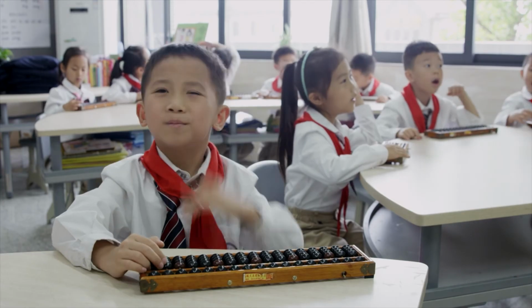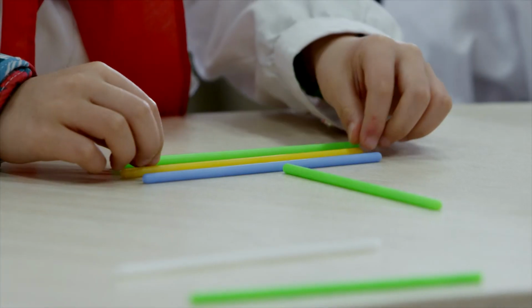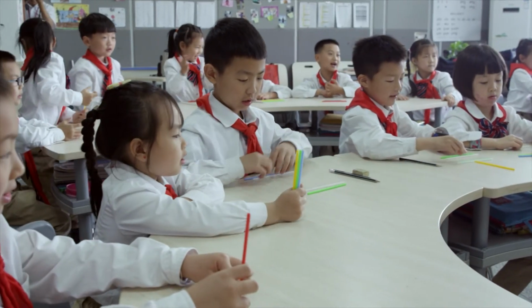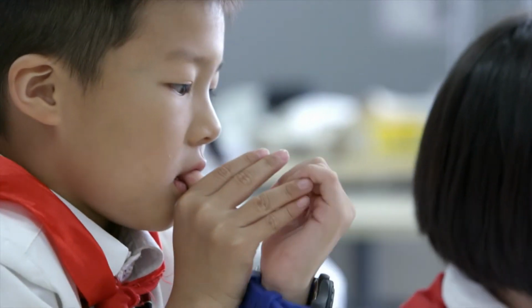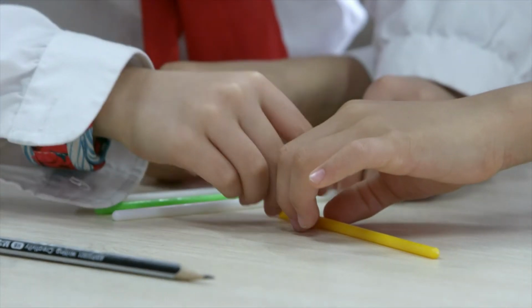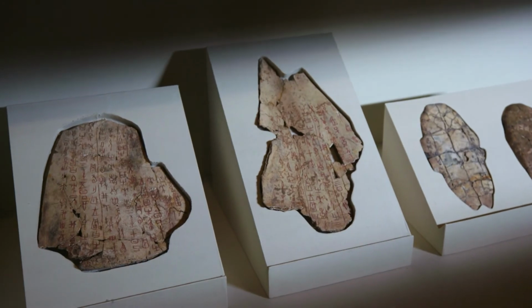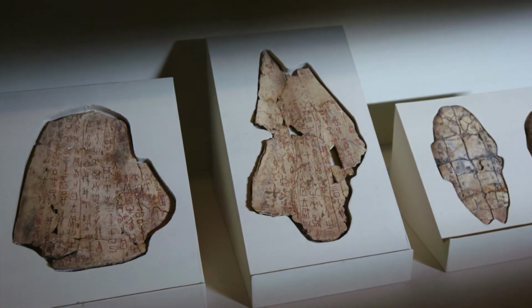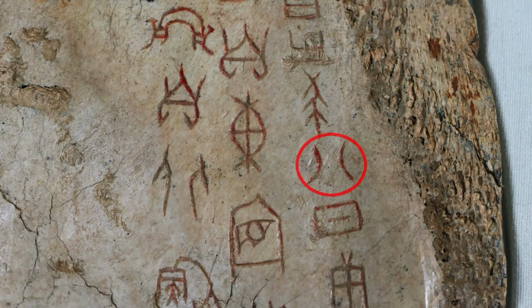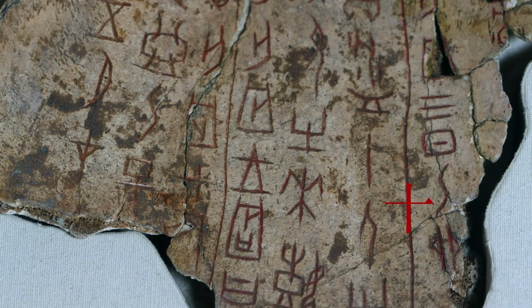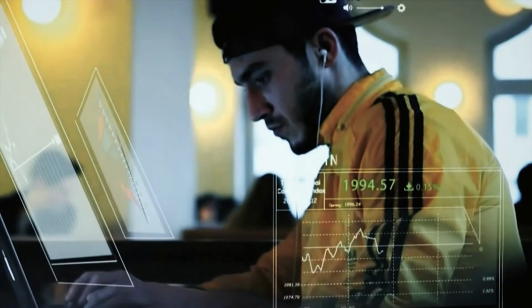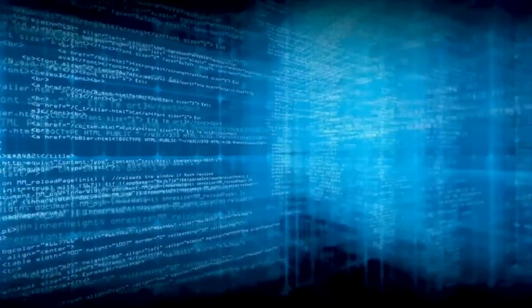The new technologies and improved tools have simplified calculation to the touch of a button. But an understanding of the basis of the system remains essential. In inscriptions on bones or tortoise shells, more than 3,000 years ago, merchants could use the 13 characters for the numbers from 1 to 10, the 100, the 1,000, and the 10,000, to notate any natural number, up to 100,000.